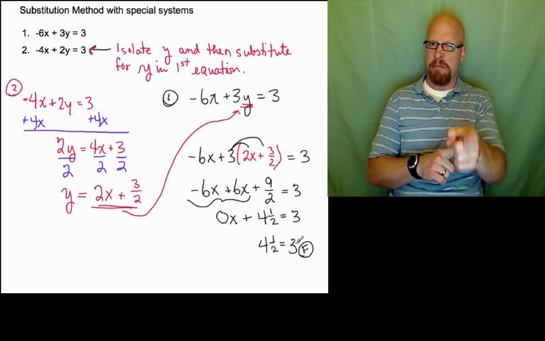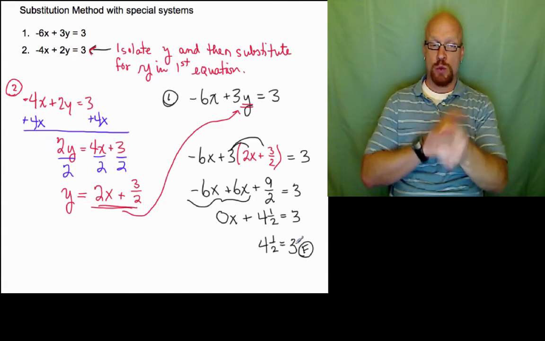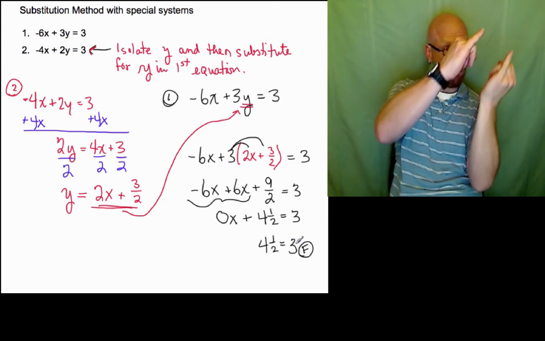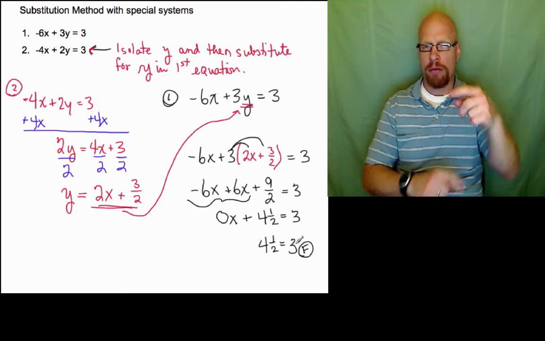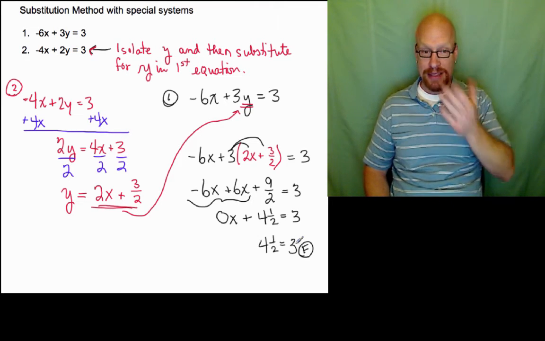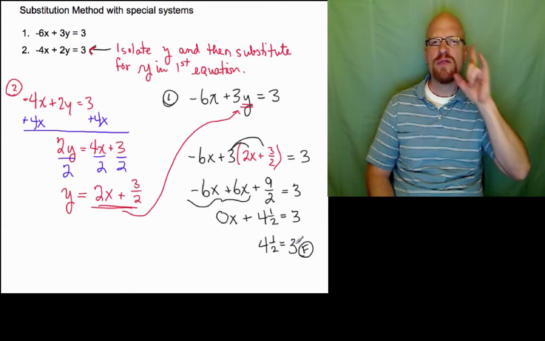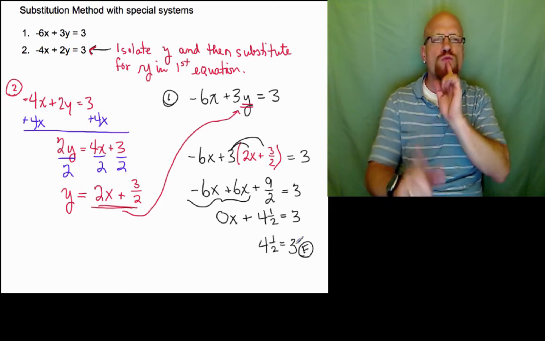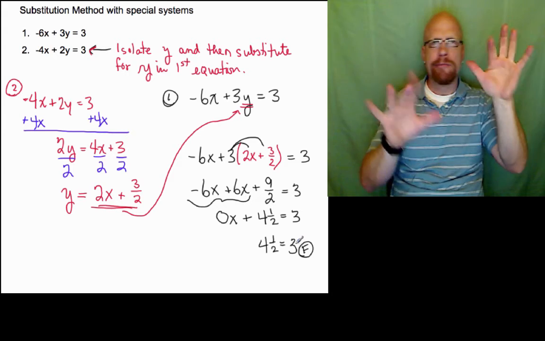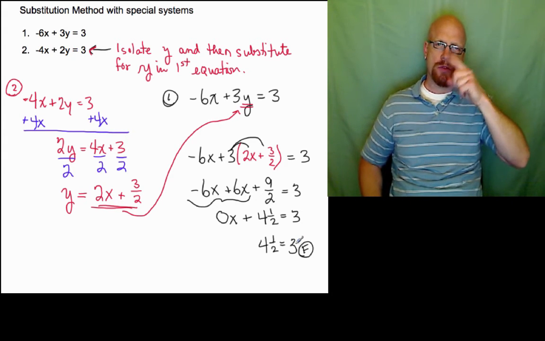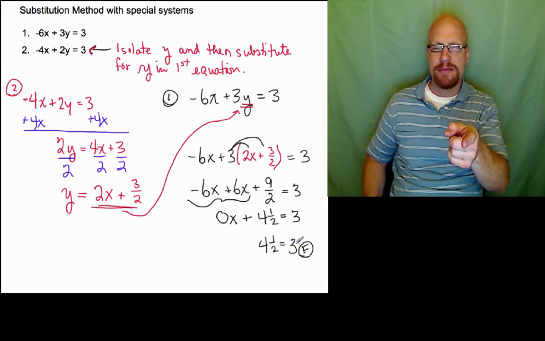This is a special system. It's called an inconsistent system. It means the two lines we have, if we were to graph them, would never touch and never cross. They're parallel. As we can see here, we have 4.5 equals 3, which is false. It'll be false forever, which means that these two equations can never share the same x and y pair. No matter what we put in, it'll always be false. So we say the system has no solution.